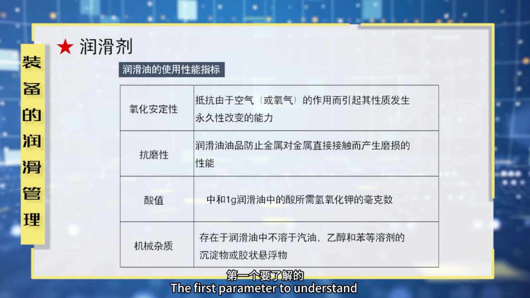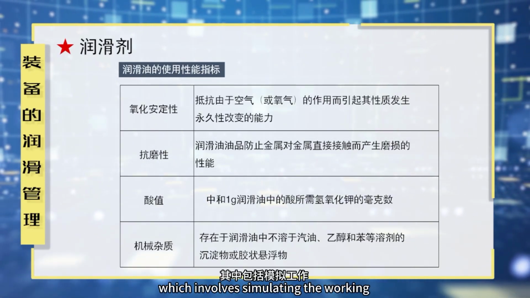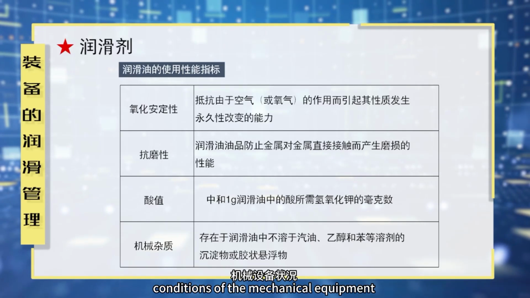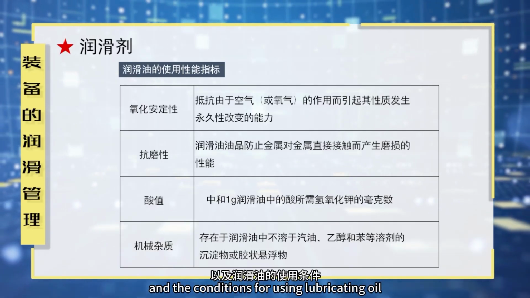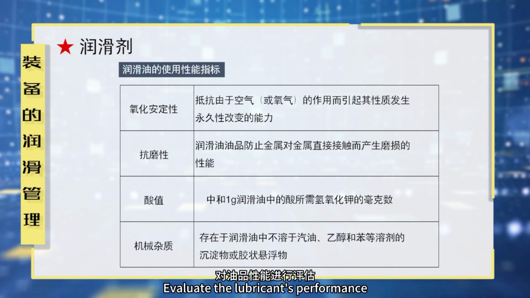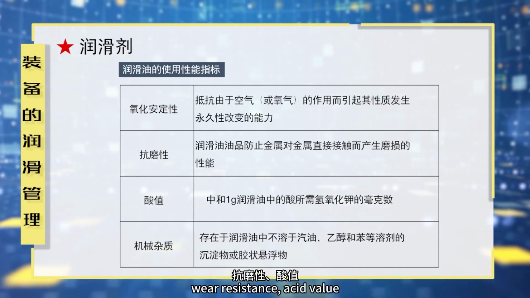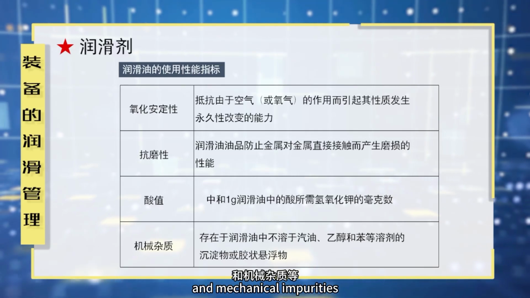The first parameter to understand is the operational performance, which involves simulating the working conditions of the mechanical equipment and the conditions for using lubricating oil in a laboratory setting. Evaluate the lubricant's performance, including oxidation stability, wear resistance, acid value, and mechanical impurities, among others.